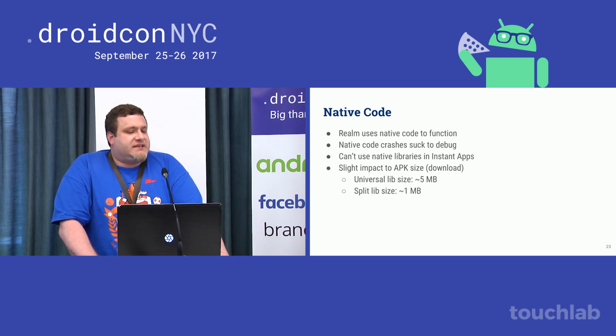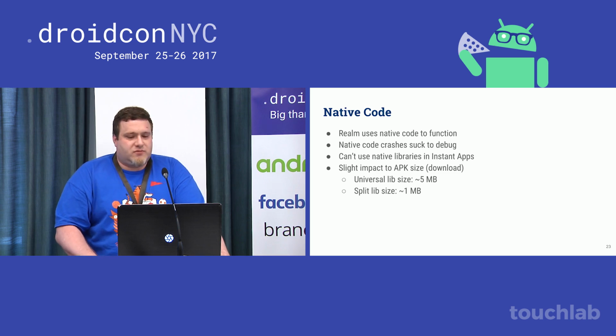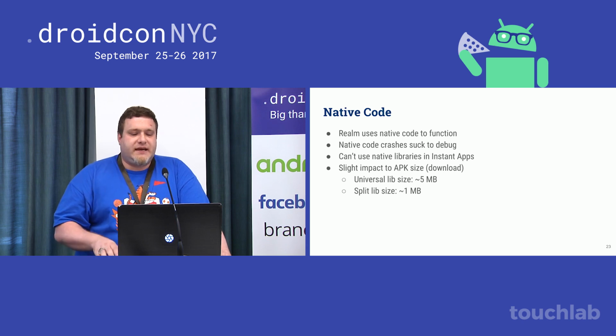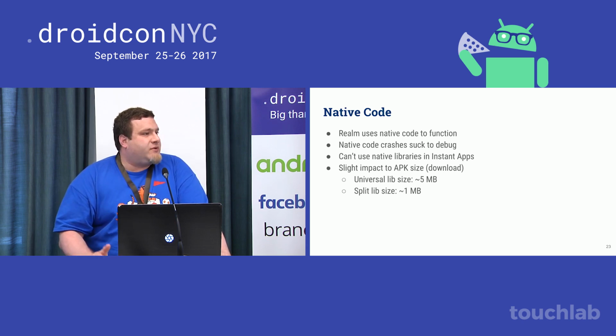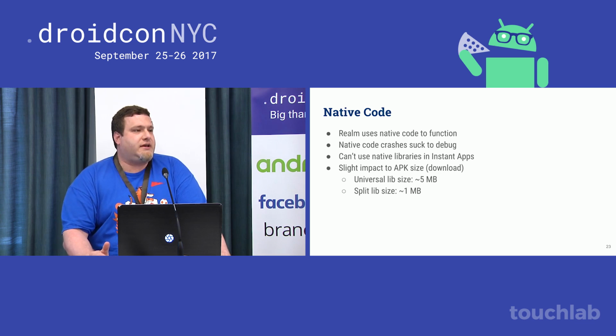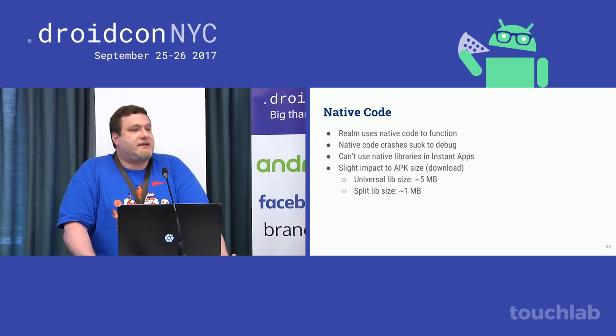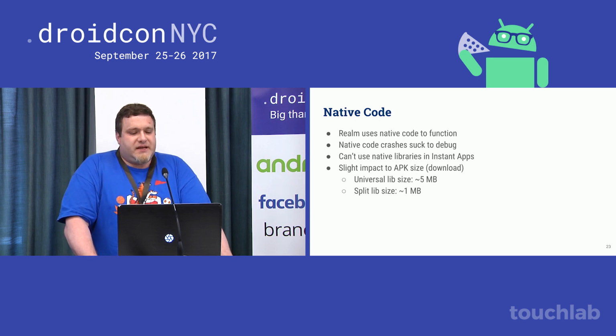The other downside of using native code is that it makes your APK a little bit bigger, right? The Realm library is about 5 megs. That's because it has multiple ABIs in it. Each ABI is approximately a meg. But one thing that this means is that you can't use native code in your instant app. If you want to use Realm in an Android instant app, you're kind of out of luck, at least right now, because of limitations of how Google builds and distributes these things.